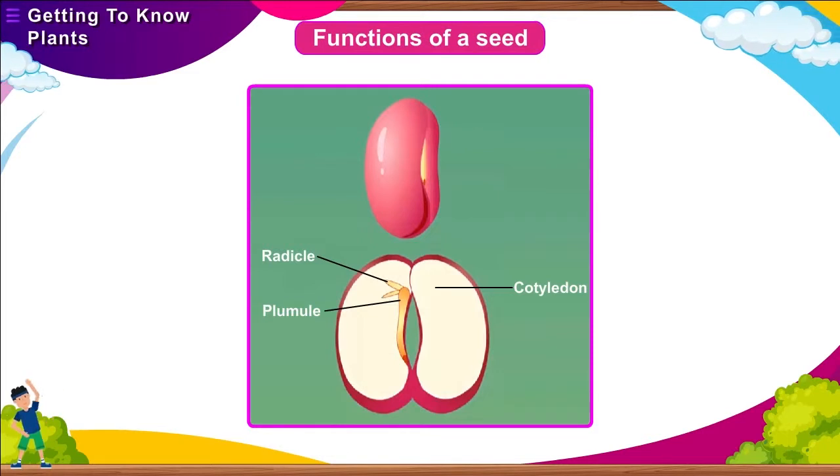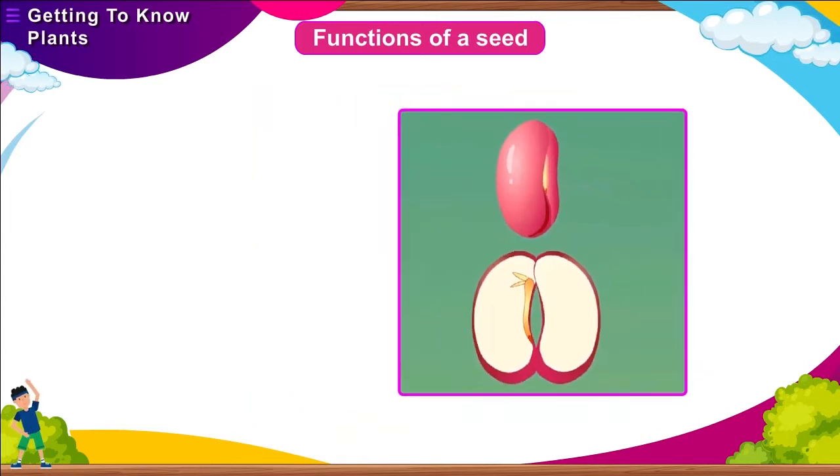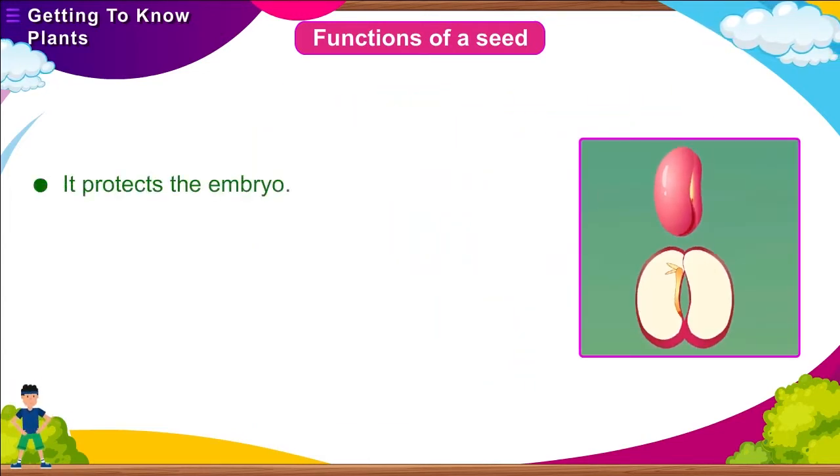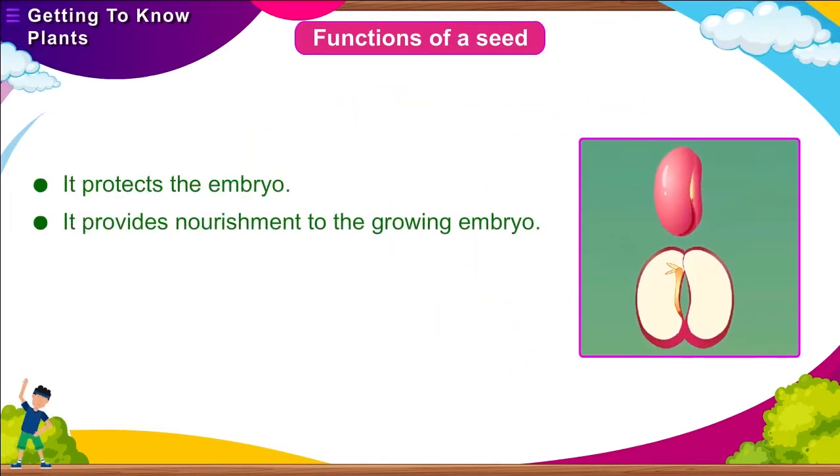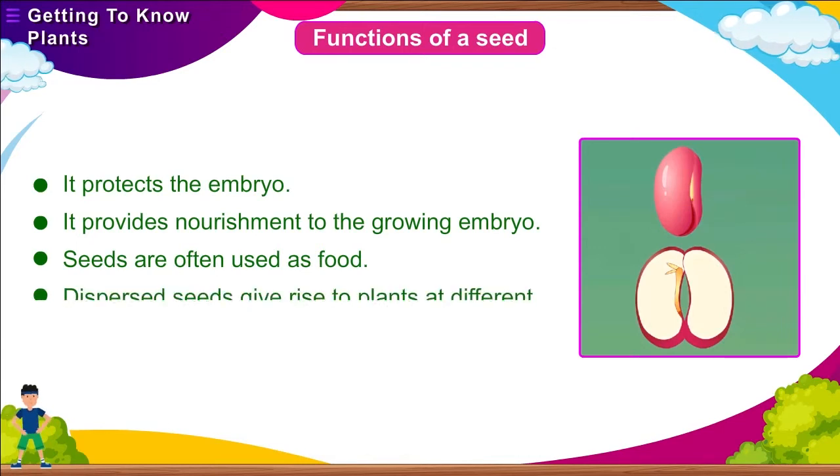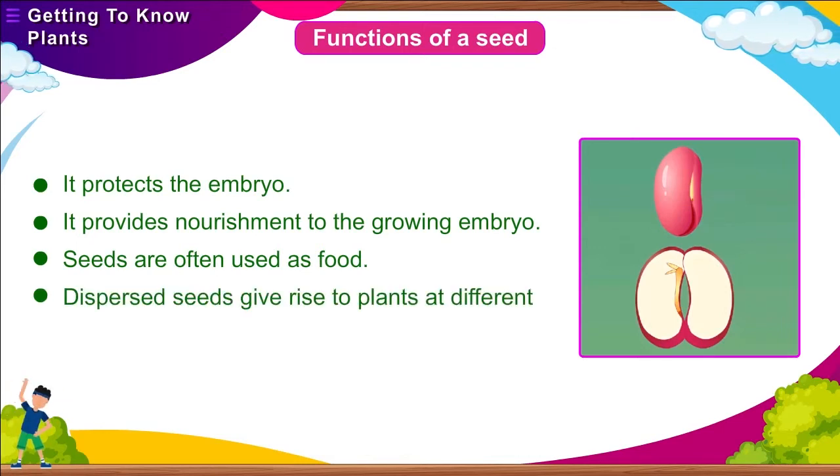Functions of a seed. The most important function of the seed is to give rise to a new plant. Apart from this, it has many other functions. It protects the embryo. It provides nourishment to the growing embryo. Seeds are often used as food. Dispersed seeds give rise to plants at different places.